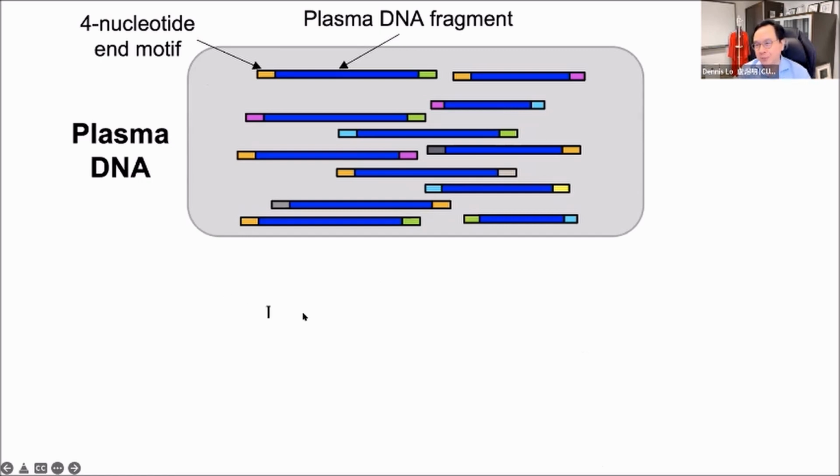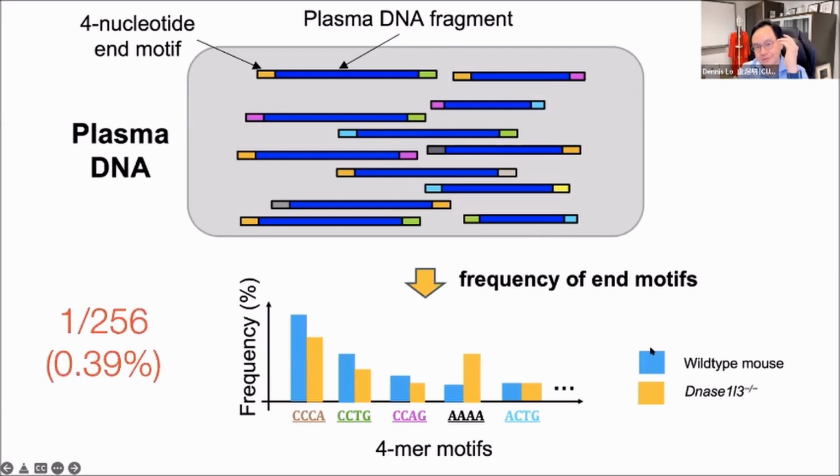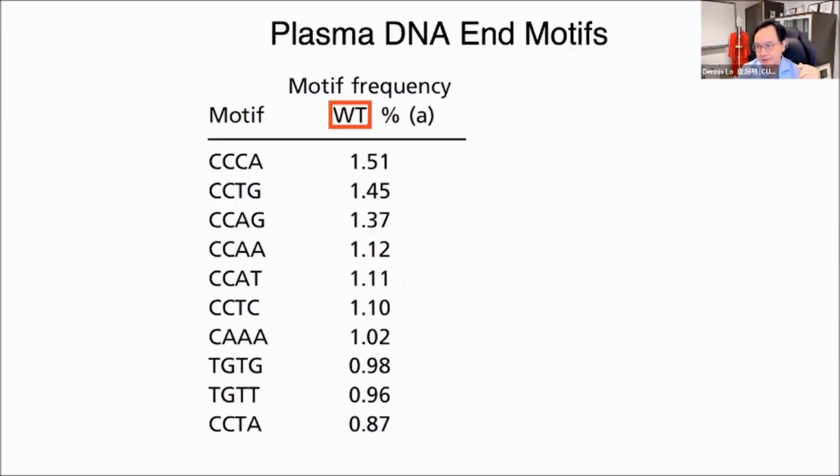So of course, if there's 4 bases, because you have A, C, T, G, then theoretically that would be 256 possibilities, so 4 to the power 4. Now, if the whole thing is random, basically each of those motifs should be present at a ratio of 1/256. So is that the case?